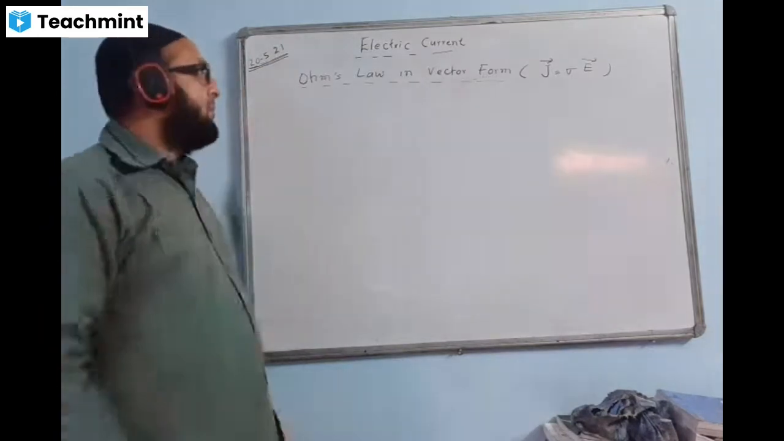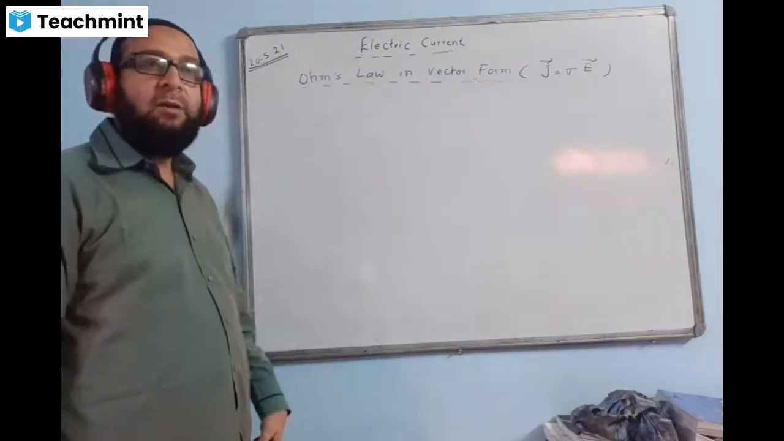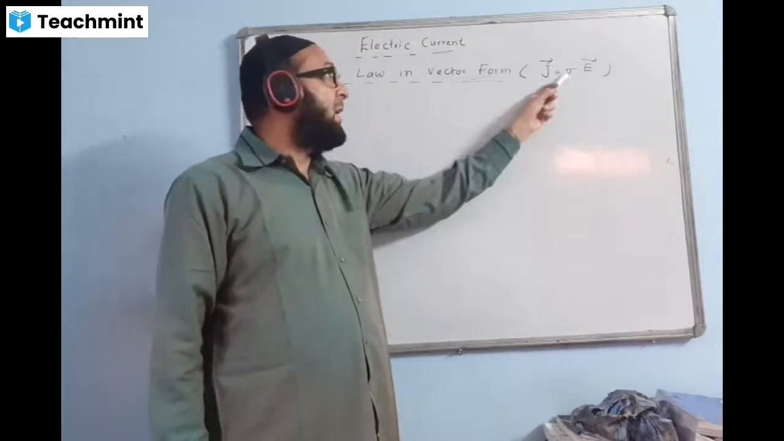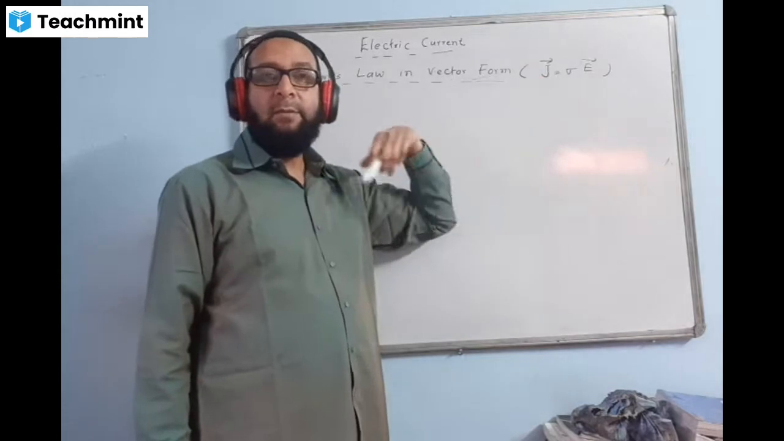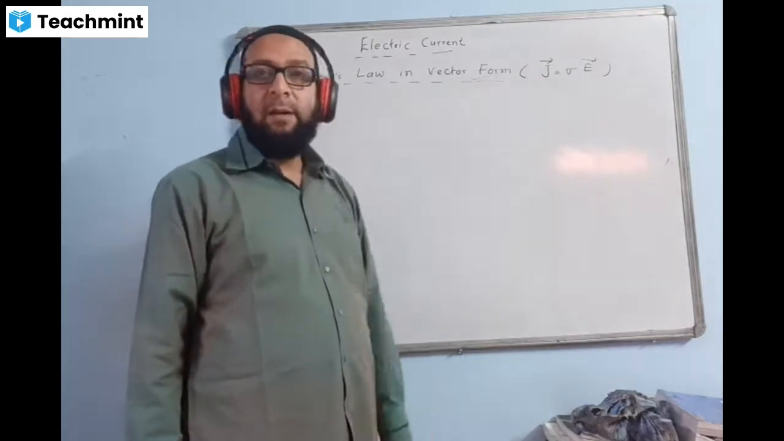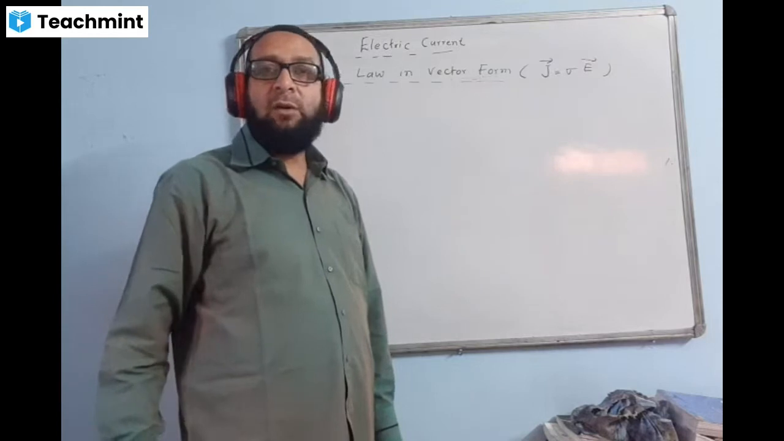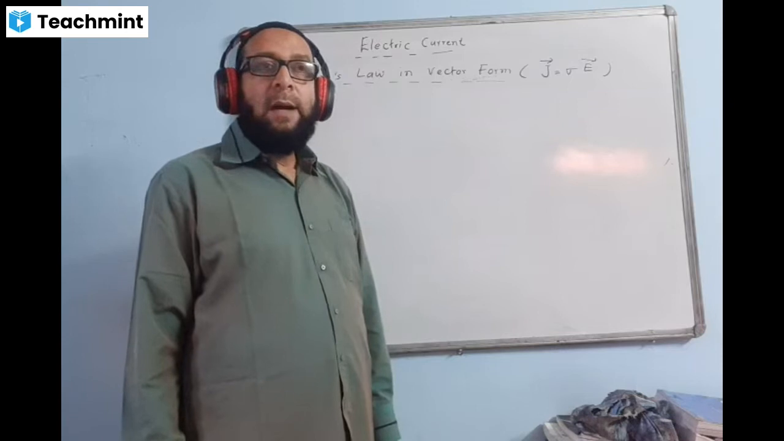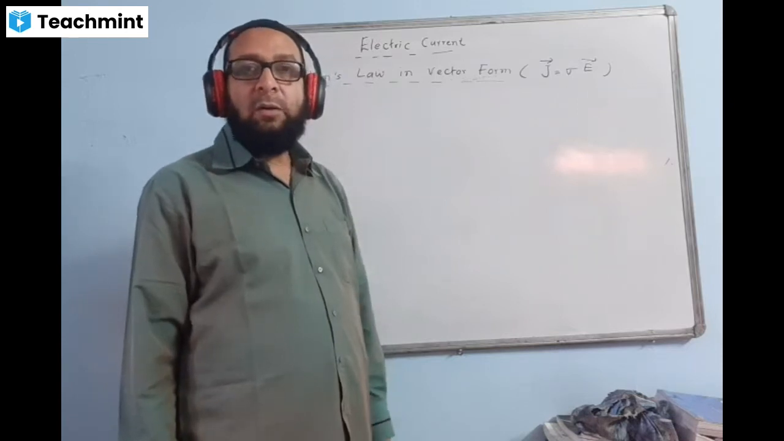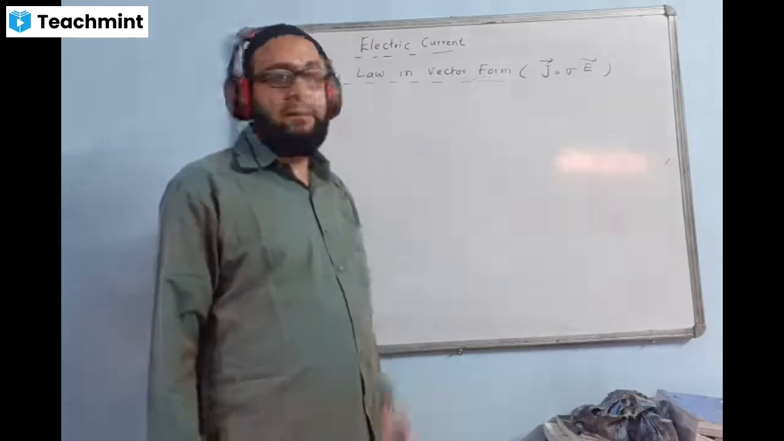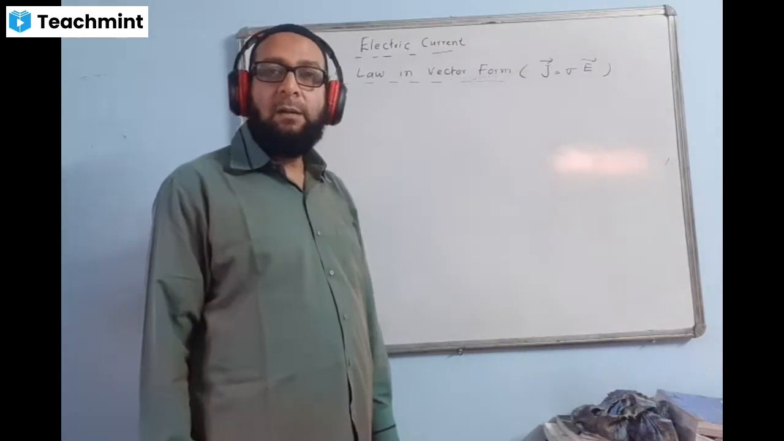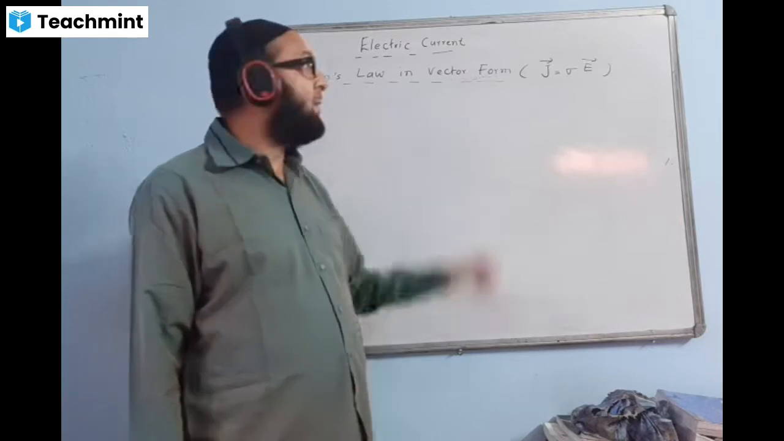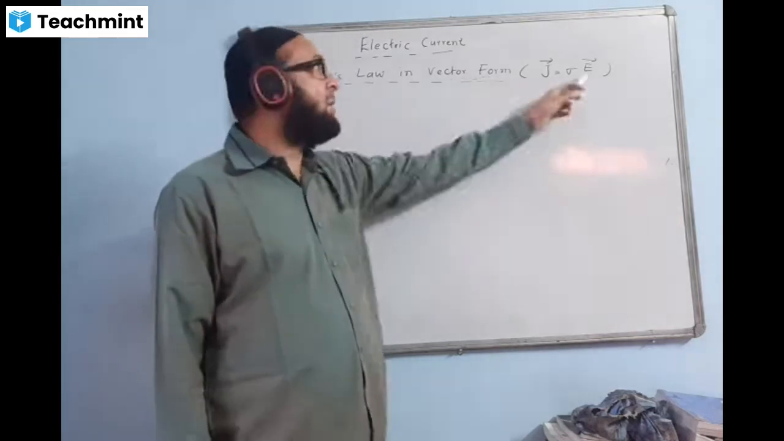So we will derive this one. What are these symbols? I'll tell you the symbols. J means current density. Sigma means here conductivity, which is the reciprocal of resistivity. The reciprocal of resistance is called conductance. Conductance is equal to 1 by R. And the reciprocal of resistivity is called conductivity, denoted by the symbol sigma. Sigma is equal to 1 upon rho. And E out here means electric field.